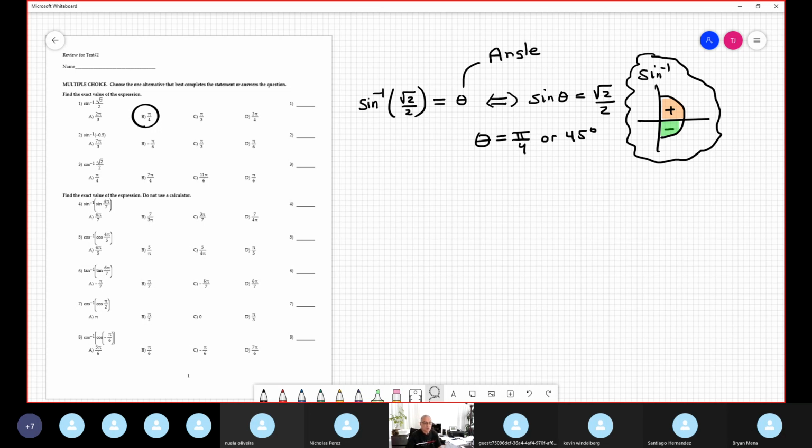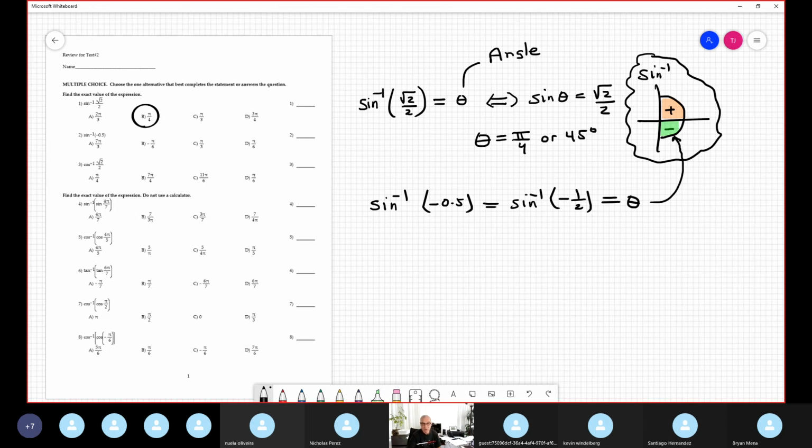Number two is sine inverse again, but the number is negative 0.5. Immediately, I understand. Okay, I put this to confuse you, but it's equivalent to say sine inverse of negative 1/2, and this is equal to one angle theta. I know that when it's negative, my answer theta lies in the fourth quadrant, no?